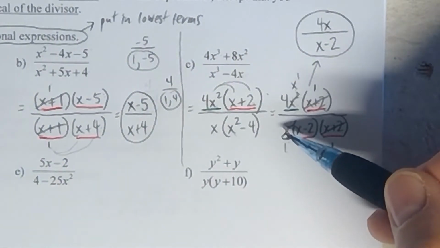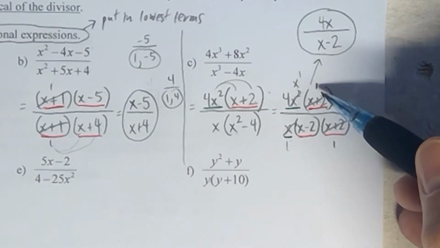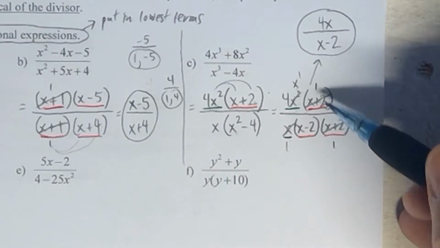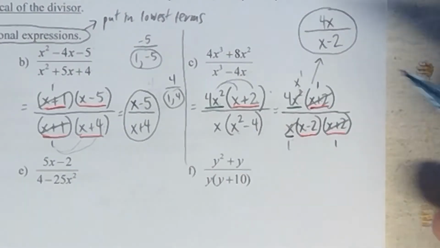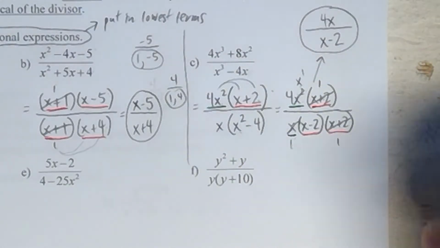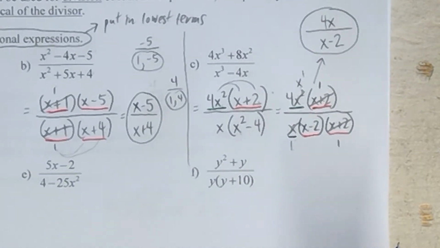So do all the canceling you can with the greens. Do all the canceling you can with the reds. Notice that after you cancel these two red ones, the x minus 2, there's not another red one other than 1s to cancel. And the 1s are not going to cancel with anything. They never do. 1s never cancel with anything.